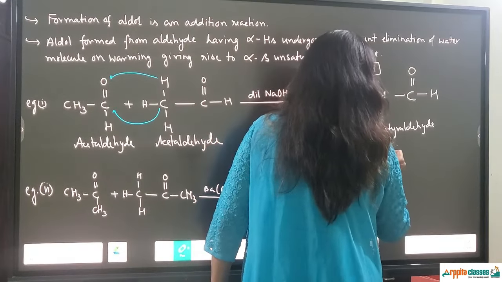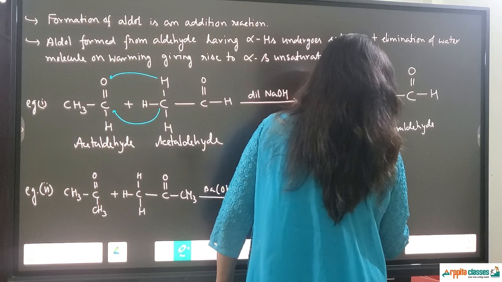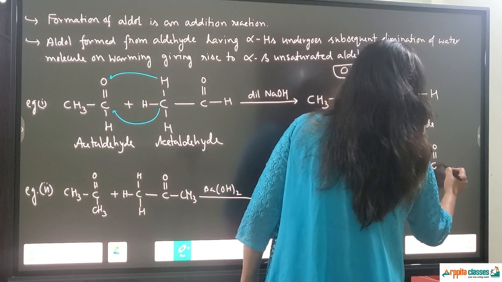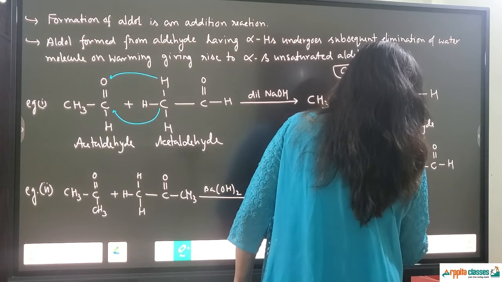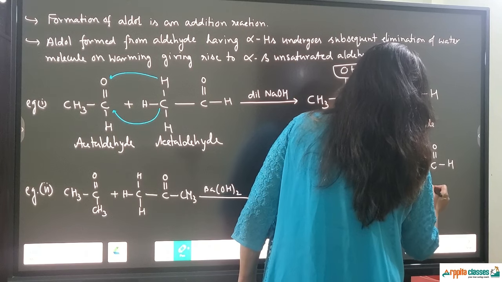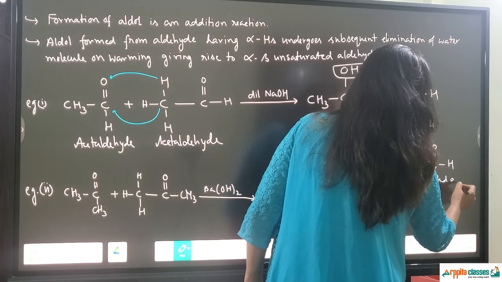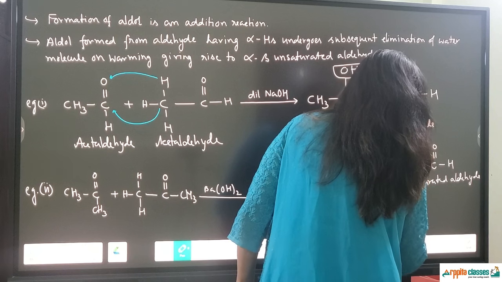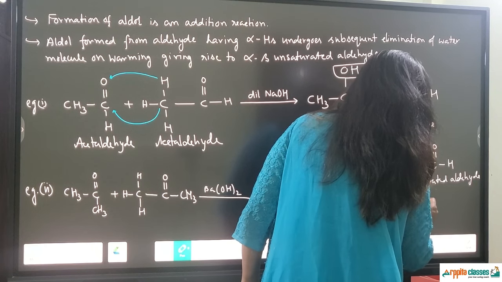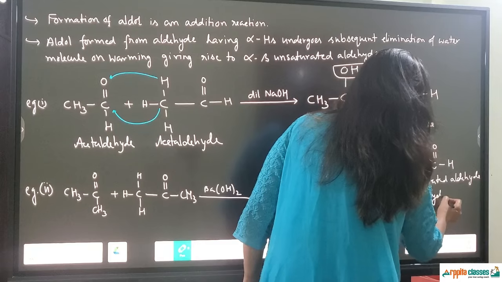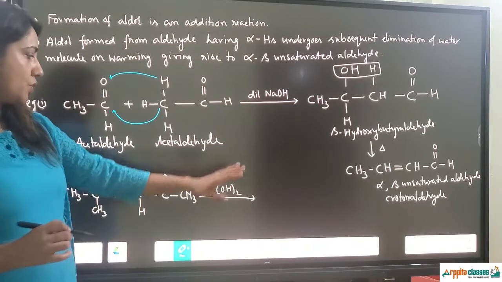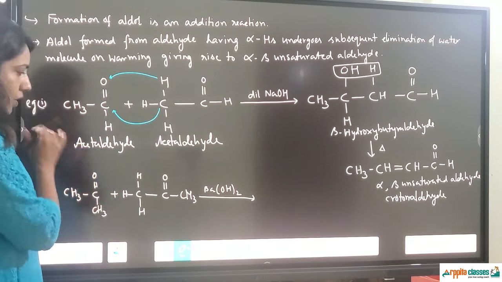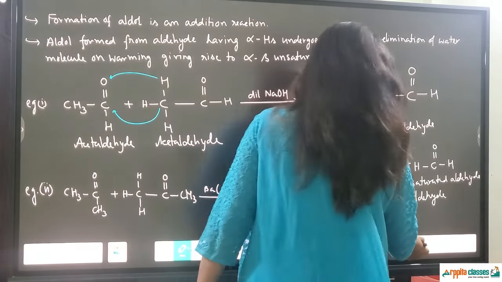So if you warm it, you get CH3, CH double bond CH, C double bond O H. This is an alpha beta unsaturated aldehyde, and this particular aldehyde is called crotonaldehyde. This is the common name of this particular aldehyde. Next example I have taken is ketone. I'll just show you in the next page, ketone.